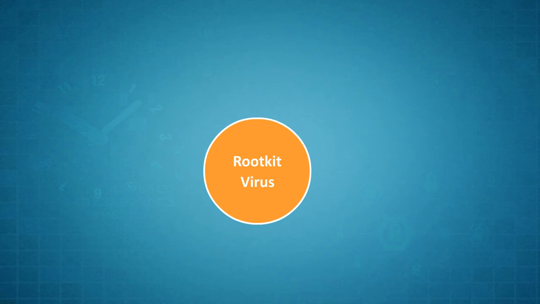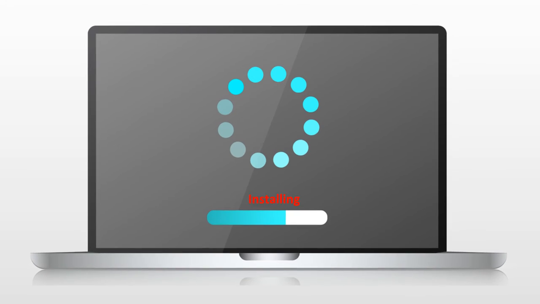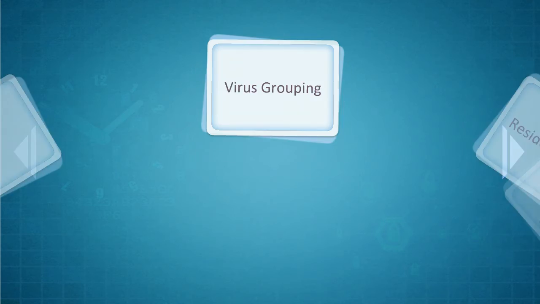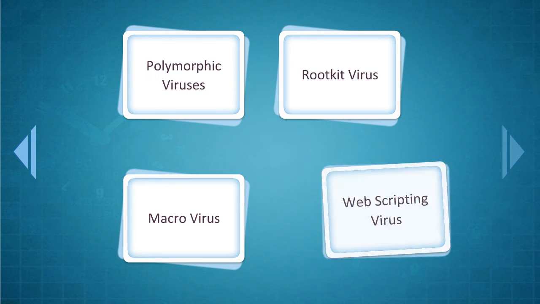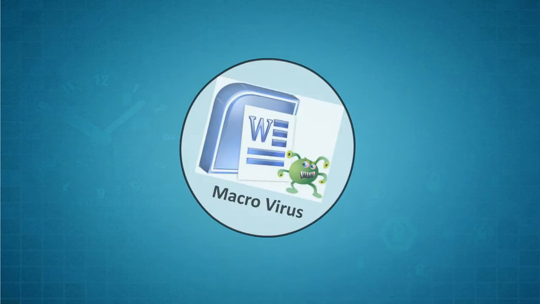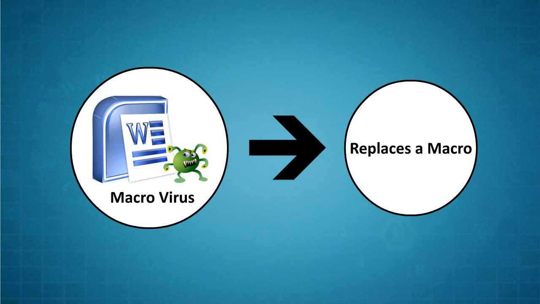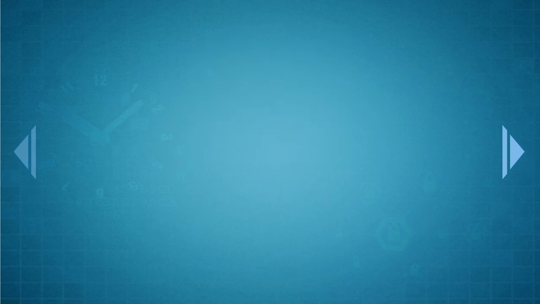A rootkit virus does something similar, as it installs an unauthorized rootkit on the system and gives attackers full control of the system. A macro virus is a computer virus that replaces a macro, which is what enables a program to work and instigates a designated group of actions and commands.